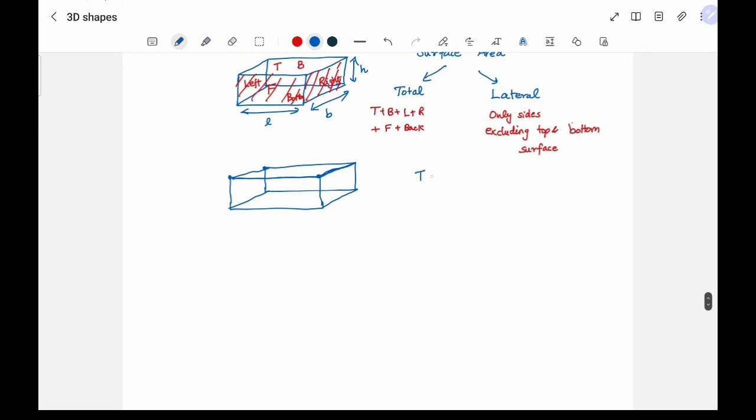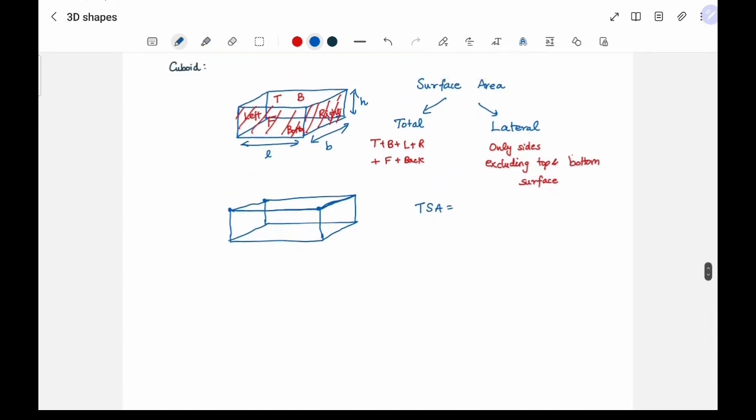So what is the total surface area of a cuboid? If you see the front and back, it's nothing but L into H, right? It is just a rectangle. So 2 into LH. So front and back is done. Top and bottom, if you see, is length and breadth. So 2 into length into breadth. And left side and right side: left side is B into H, so 2 into B into H. So total surface area is 2 into (LH plus LB plus BH).